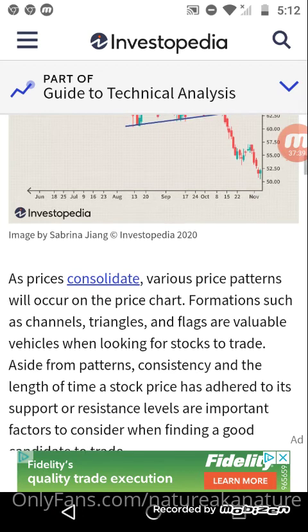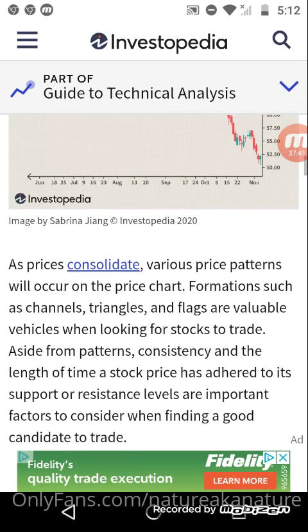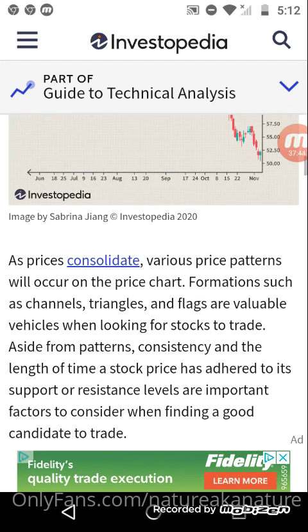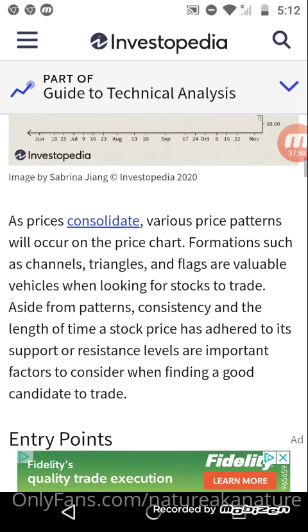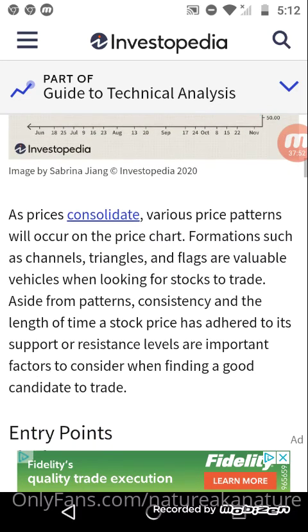Once price is set to close above a resistance level, an investor will establish a bullish position. When price is set to close below a support level, an investor will take on a bearish position.